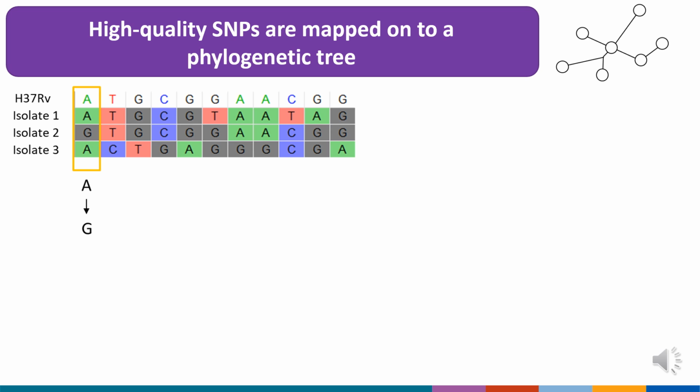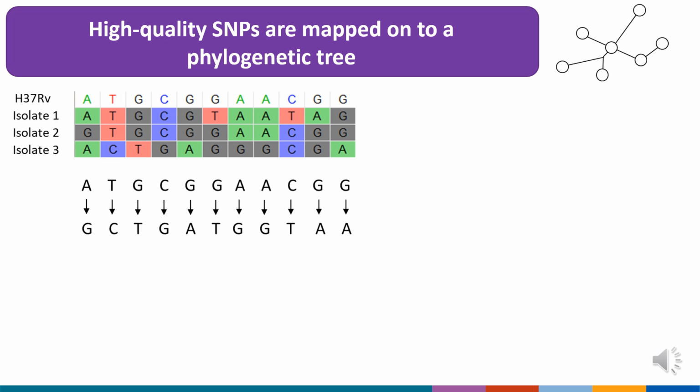H37Rv has an A, so we are going to conclude that the direction of genetic change here was A to G, and isolate 2 had an A to G mutation at that position. And then we would go through that same thought process for each of the 11 SNPs.